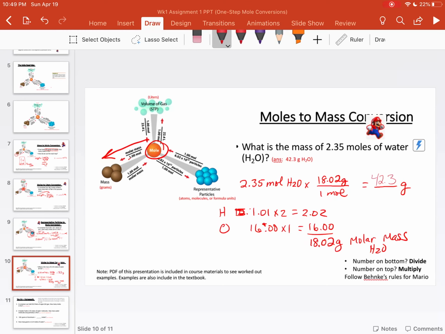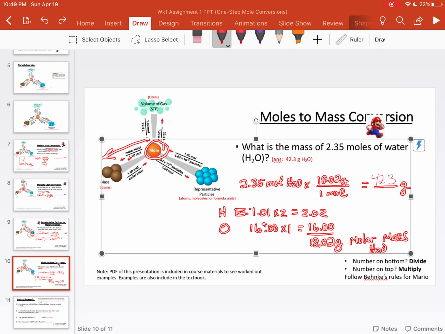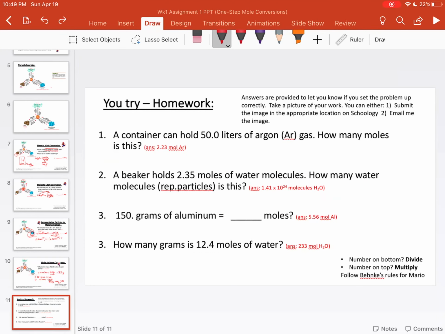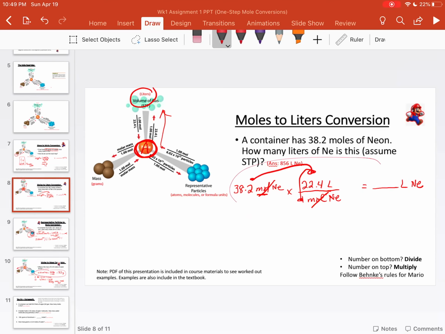So I went through these examples for you. You can watch them again. Your assignment is going to be to do 4 problems. You are going to take a picture of your work, and you can either submit the image to me or you can email me the image. Either way, it does not matter. So you do need to show all of your work, just like I've shown here on each of these problems.